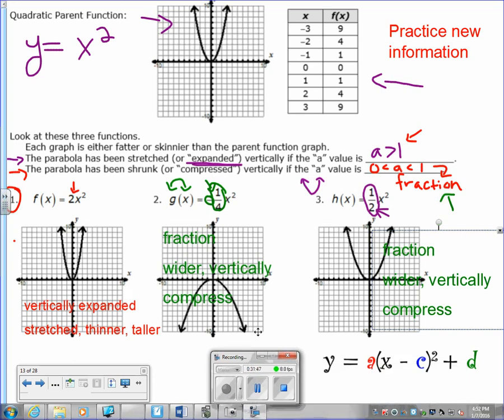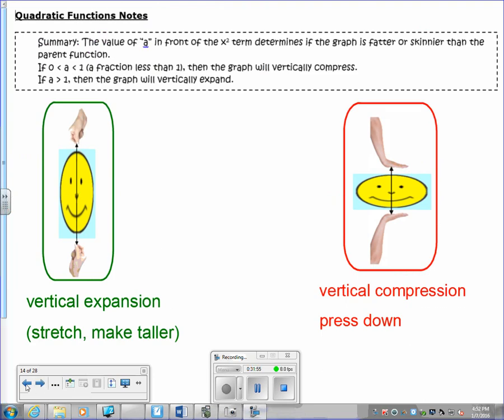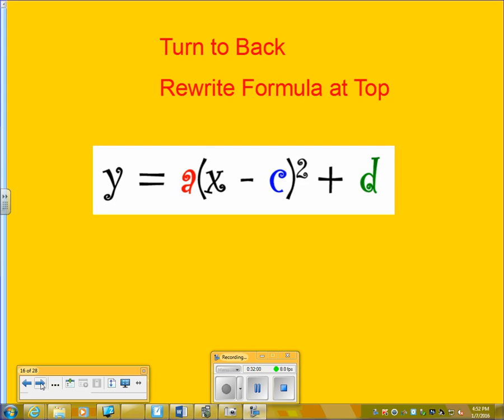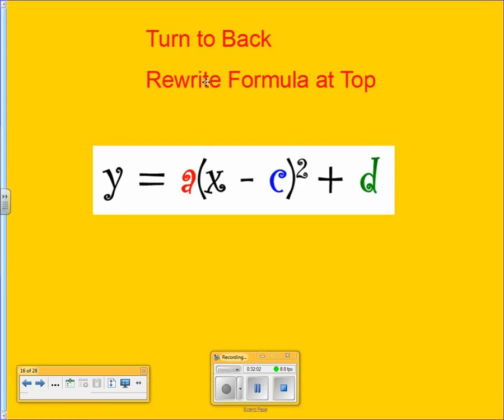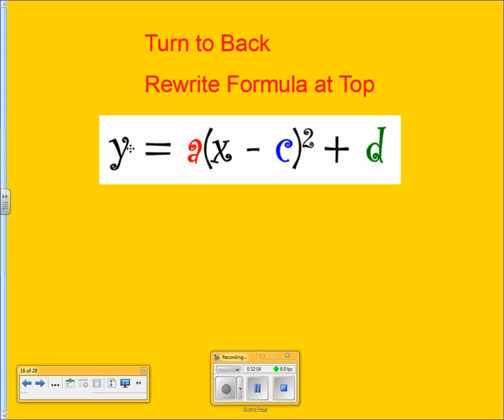Go ahead and turn your paper to the back. Okay, turn to the back. Okay, go ahead and rewrite our formula at the top of the paper. Y equals A parentheses x minus c parentheses squared plus d. Right?